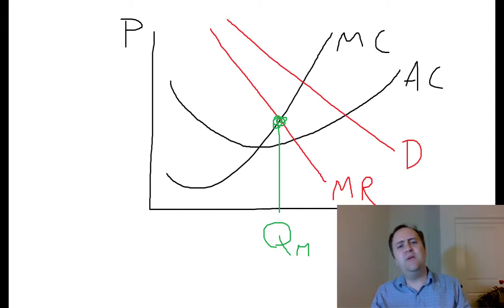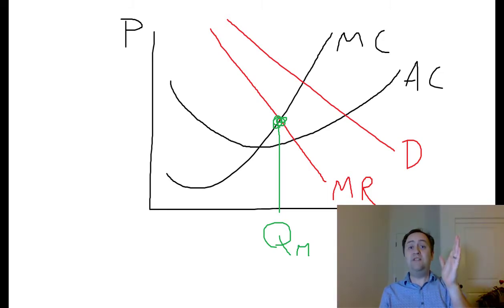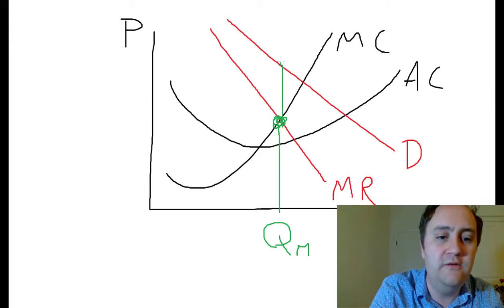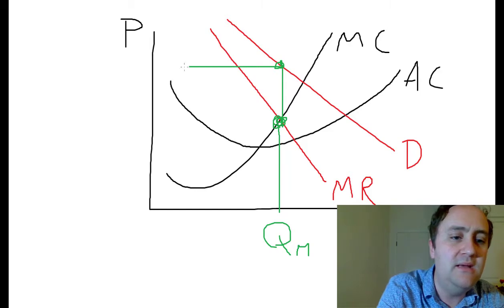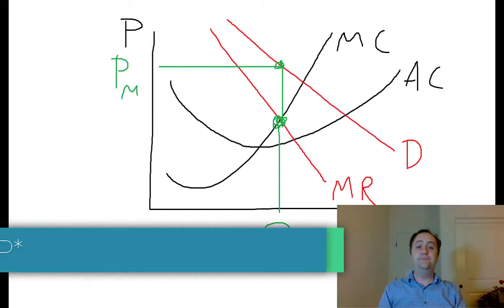And so what we're basically going to be doing here is saying, okay, given the amount of quantity that we want to sell, what's the most that we can possibly sell all that stuff for? So we're going to ask the demand curve. We're going to say, hey, demand curve, I want to sell this many units. At what price are you going to be willing to buy that many units? So I'm going to take my quantity, follow it up to the demand curve, and that is going to be the price that I'm going to charge. I'm going to call that PM.